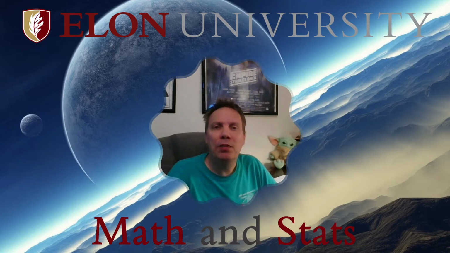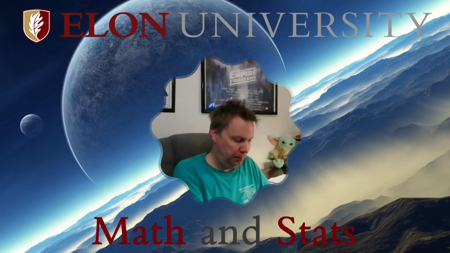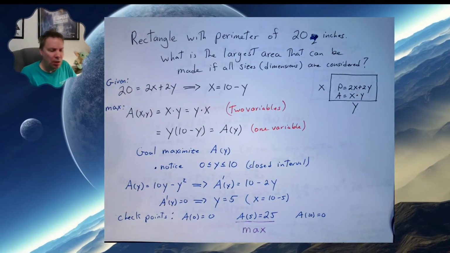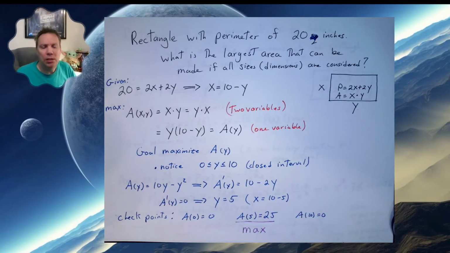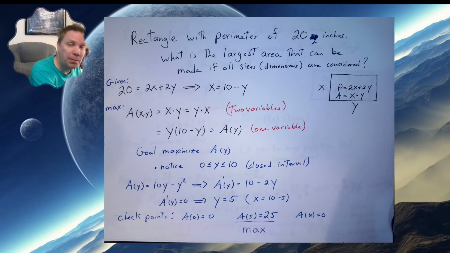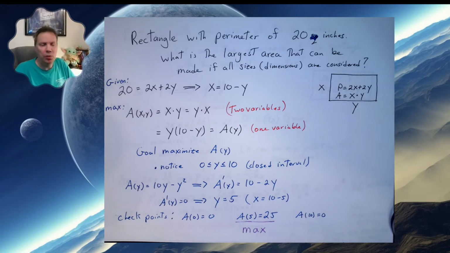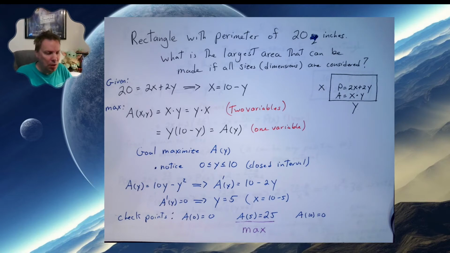So let me jump right into our first optimization problem. I have a whole bunch of stuff written already. Let me go through this slowly. We're going to start off by looking at some geometric shapes, and we're going to build our way up to more complicated optimization problems. So suppose I have a rectangle with a perimeter of 20 inches.